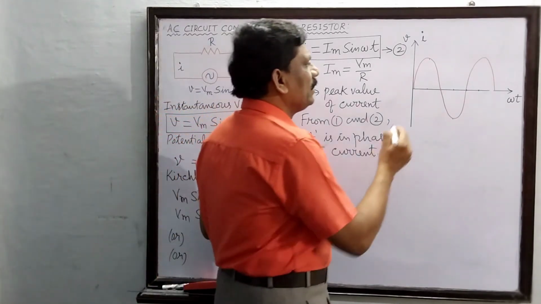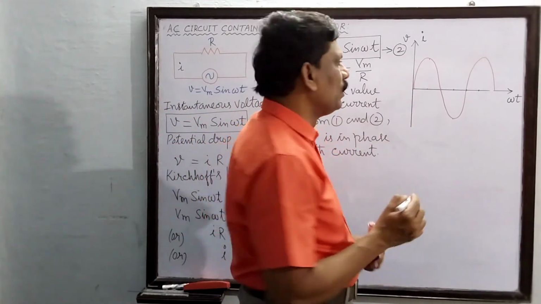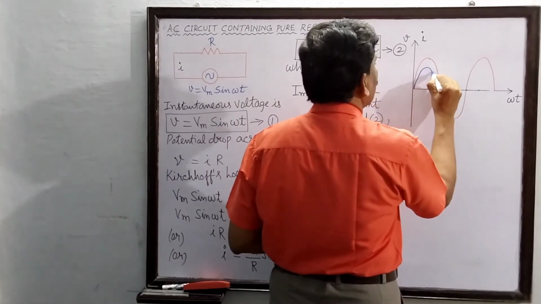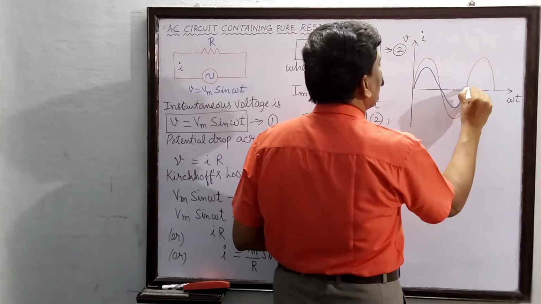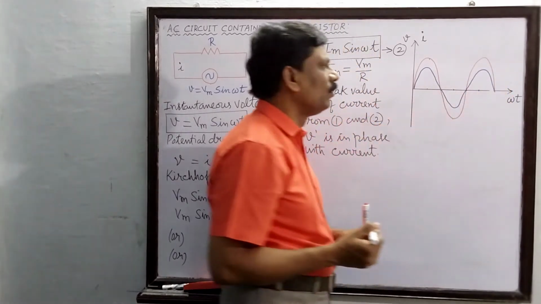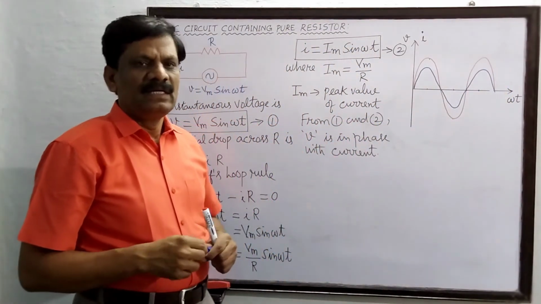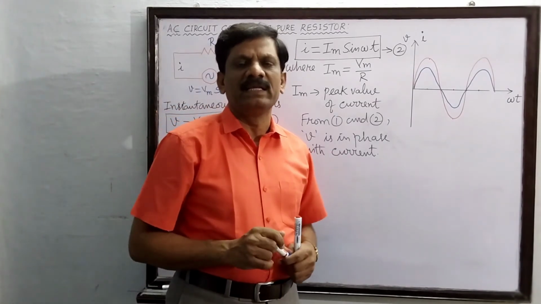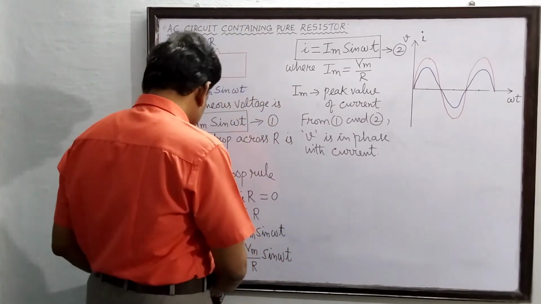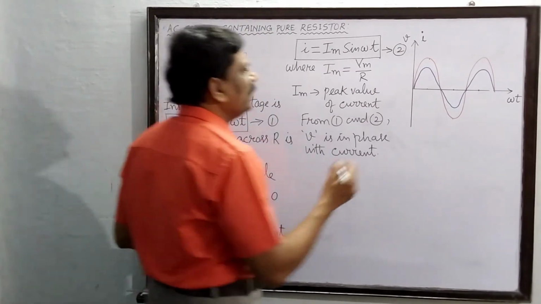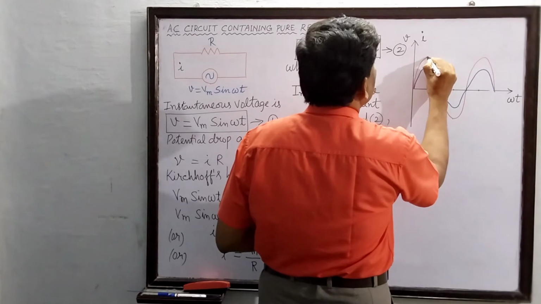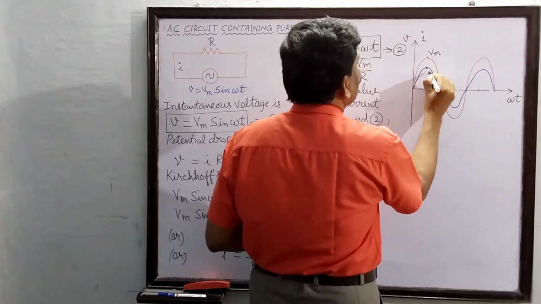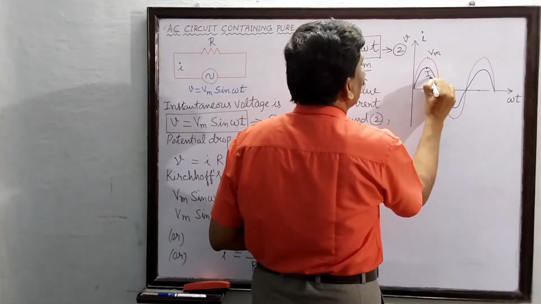The current also is in phase with voltage. So the current is represented by another color like this. But the amplitude of current, you will see that it is lesser than that of the voltage, because V is equal to I into R. Therefore, the magnitude of V should be greater than that of the magnitude of the current I. So here you will see this value is V maximum, and this value is I maximum.